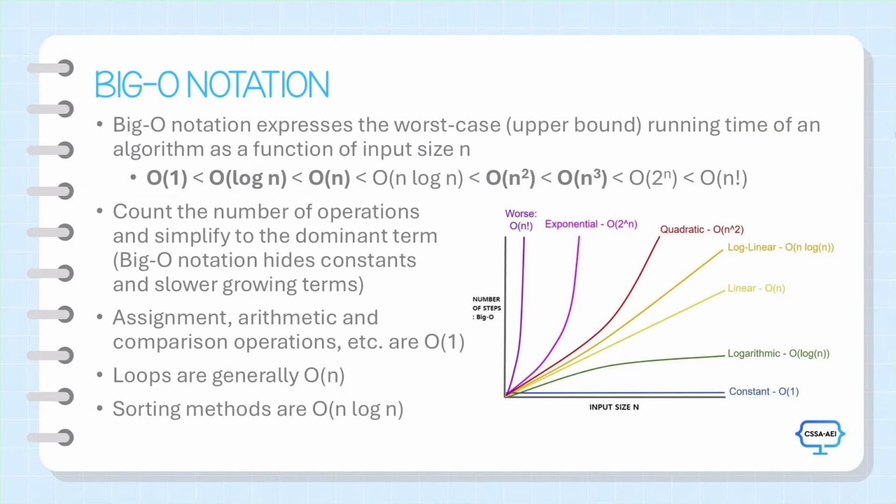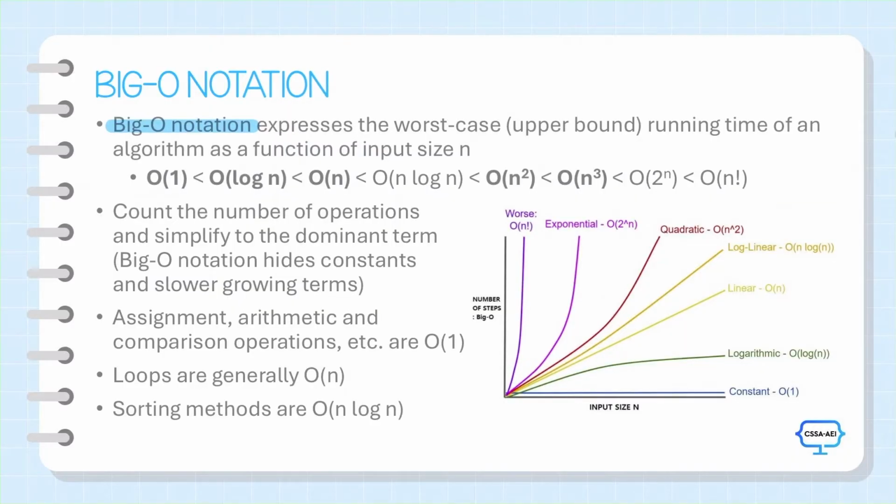Now let's pivot a bit and take a look at big O notation. Big O notation is a way to express the worst case running time of an algorithm as a function of its input size, n. Okay, so why is this important?